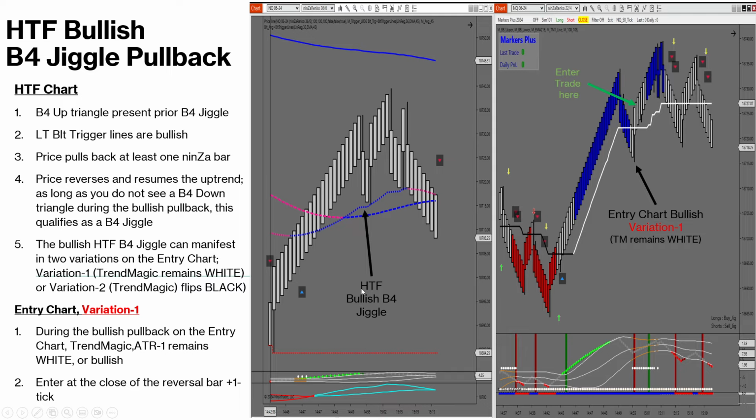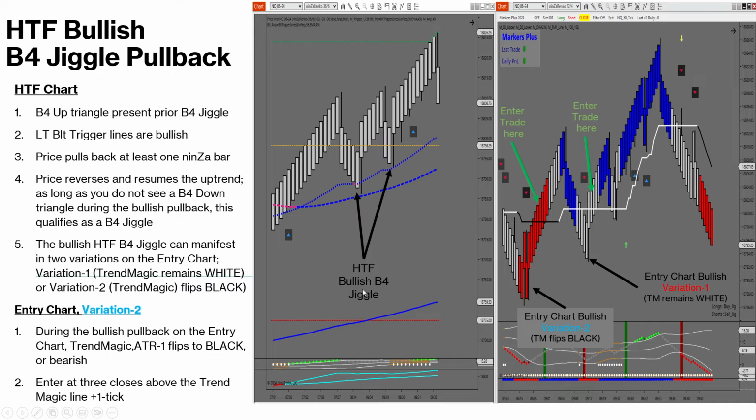Let's go into variation 2. All right, so I've got these highlighted here so you can see the difference. No change up here, but we actually have an example where we have variation 1 and 2 present. So this is a good comparison. All right, so we're going to skip right over because we already talked about the rules, but here is the bullish higher time frame B4 jiggle.